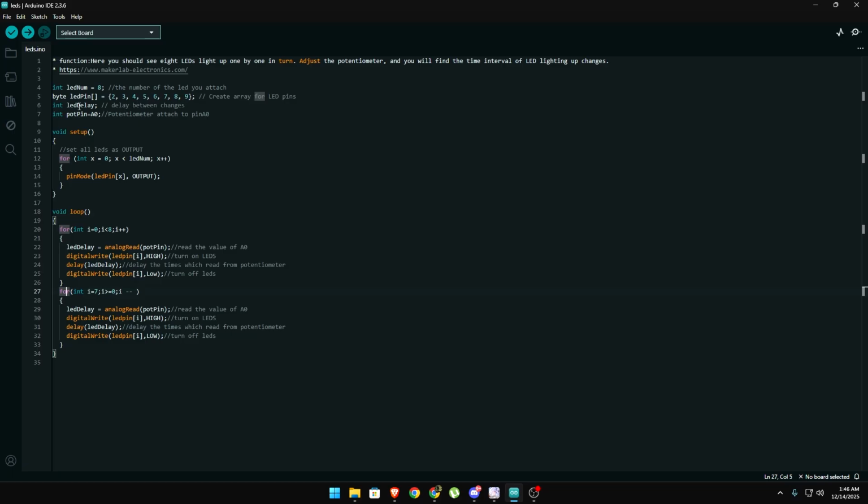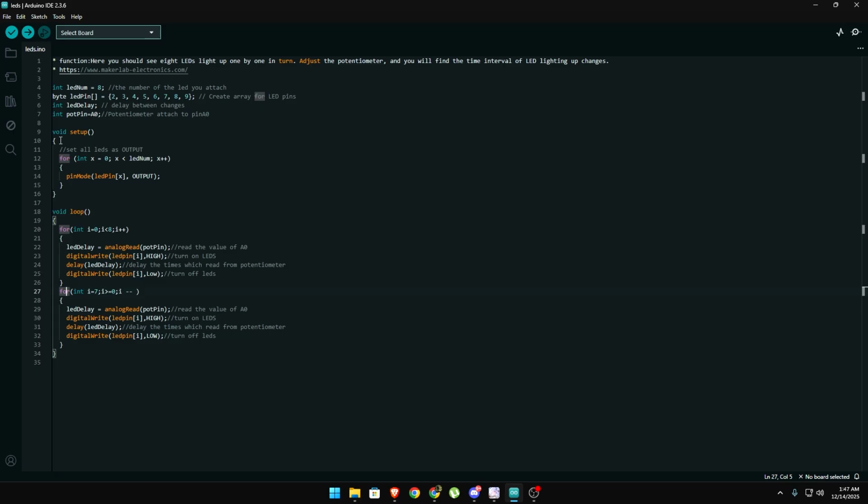Here the int led delay is where you make the delay of the LED lights, whether you want it fast or slow. Input pin equals A0, the analog pin, is where the analog connects to the potentiometer.